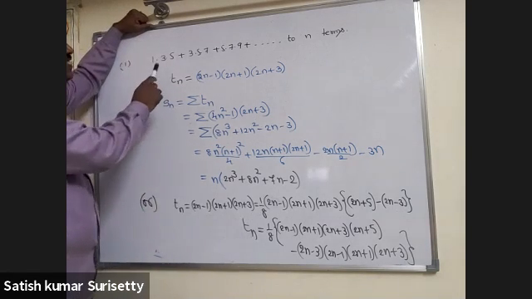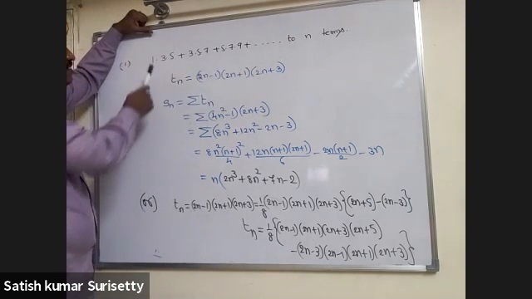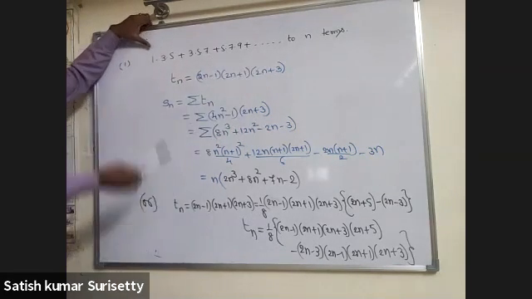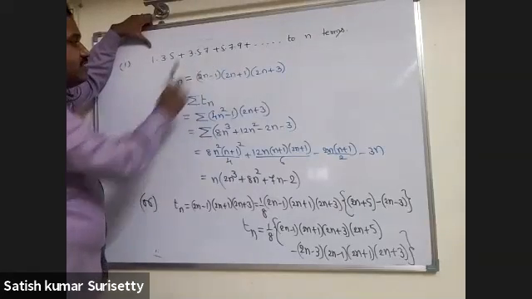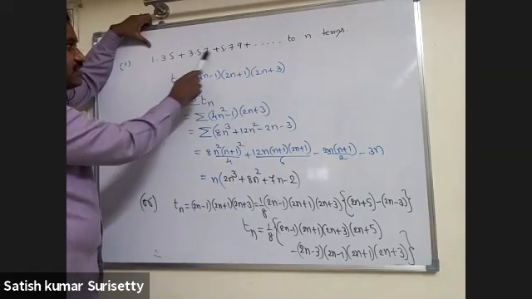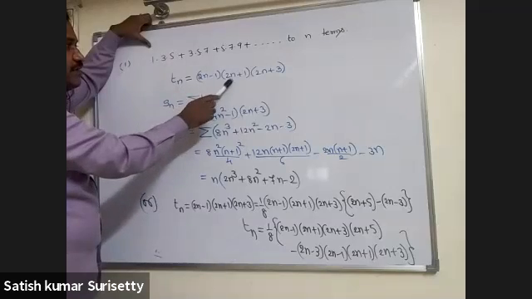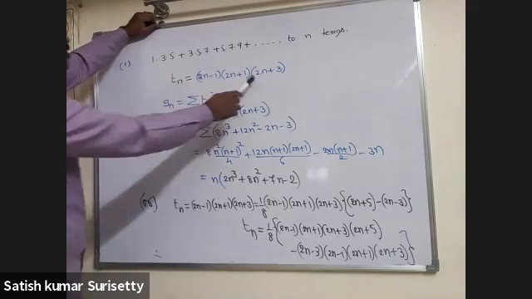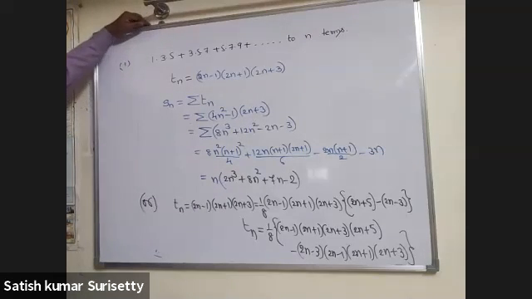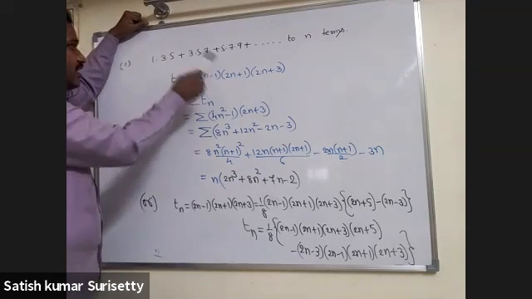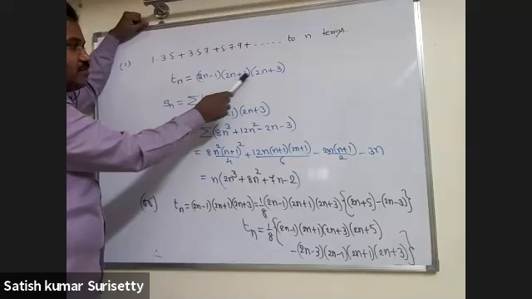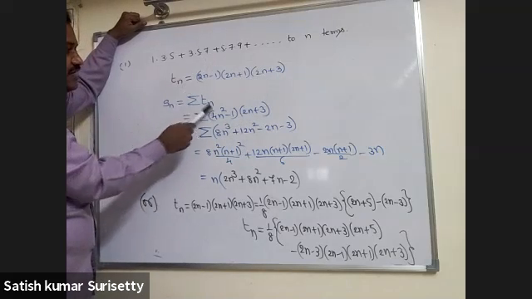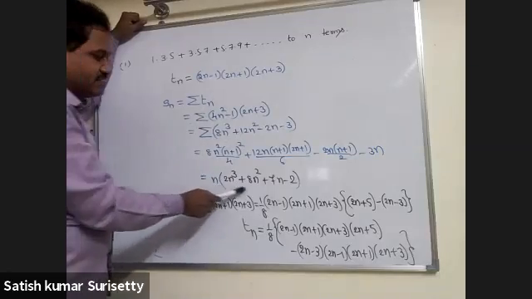So to find the sum of n terms of this series, 135 plus 357 plus 57 and so on. The first factors are in AP, the nth term will be 2n minus 1. Second factors are also in AP, the nth term will be 2n plus 1. Third factors are also in AP, the nth term is 2n plus 3. Now the nth term of the series is (2n minus 1)(2n plus 1)(2n plus 3). Now you can apply the sum of n terms, that is sigma of Tn, and simplify, then you'll get this.